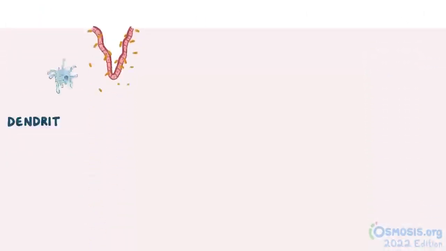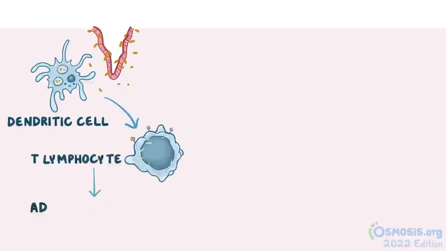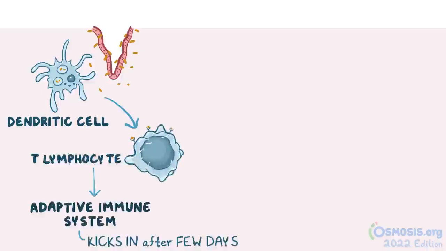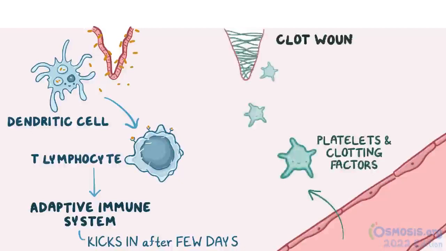All the while, dendritic cells continue to phagocytose pathogens and present bits of them to T lymphocytes. This activates the adaptive immune system, which kicks in after a few days. If the stimulus for all of this inflammation was a cut or a scrape, then platelets and clotting factors from the plasma reach the area and clot the wound.